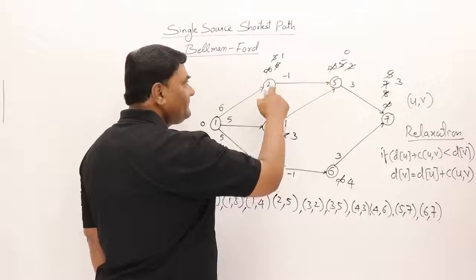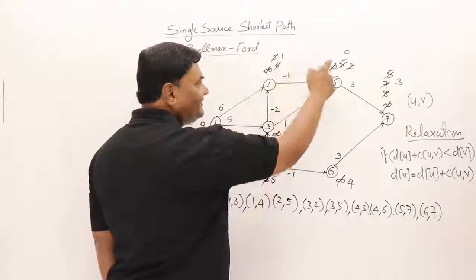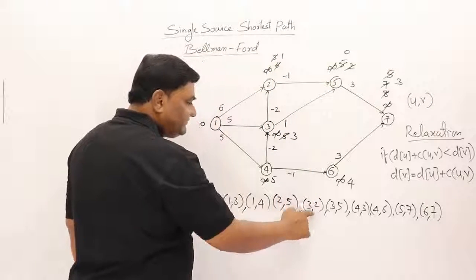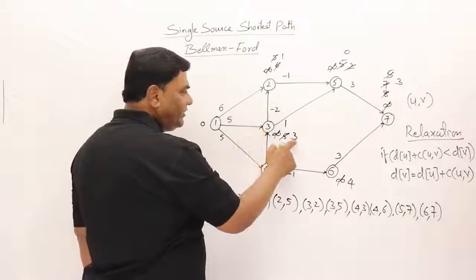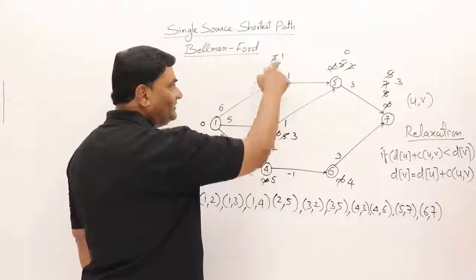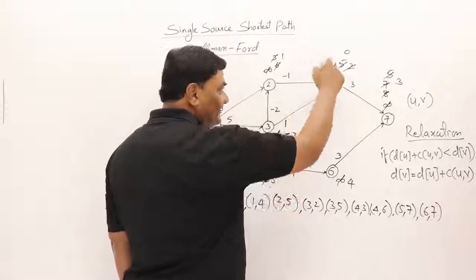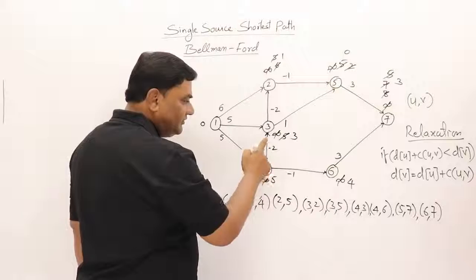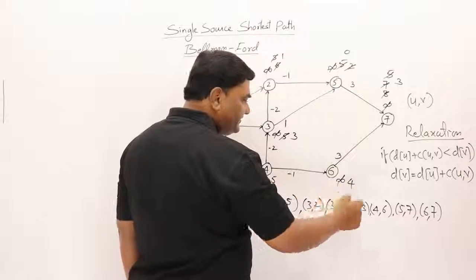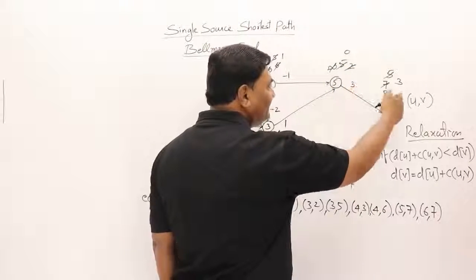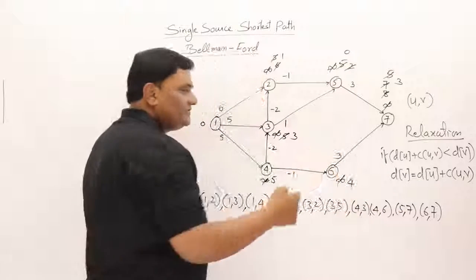2 to 5. 2 is how much? 1. 1 minus 1, 0. That is not changing. Then 3 to 2. So 3 to 2, 3 is how much? 3 minus 2, 1. It's already 1. Then 3 to 5. So this 3 plus 1, 4. That is better, 0. 4 to 3 will not change. 4 to 6 will not change. Then 5 to 7. 0 plus 3, 3 only. 6 to 7, no change.